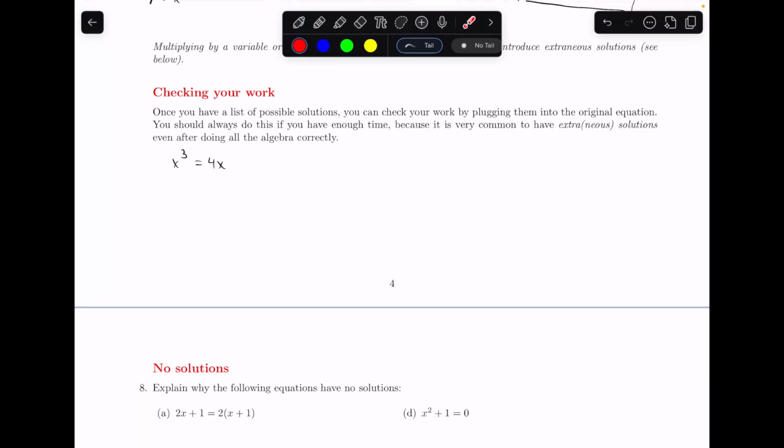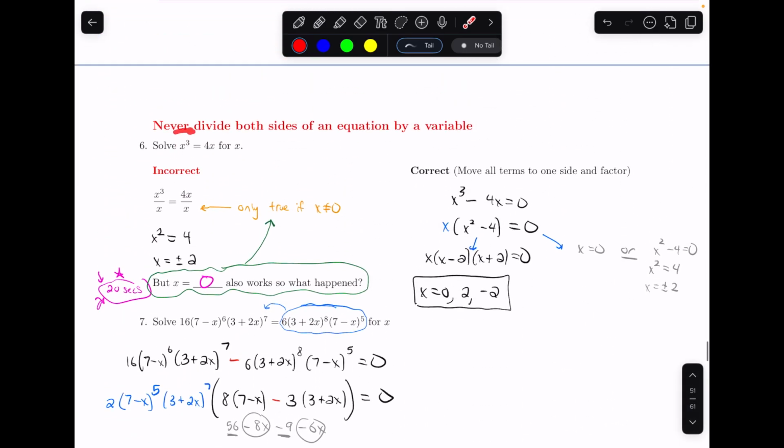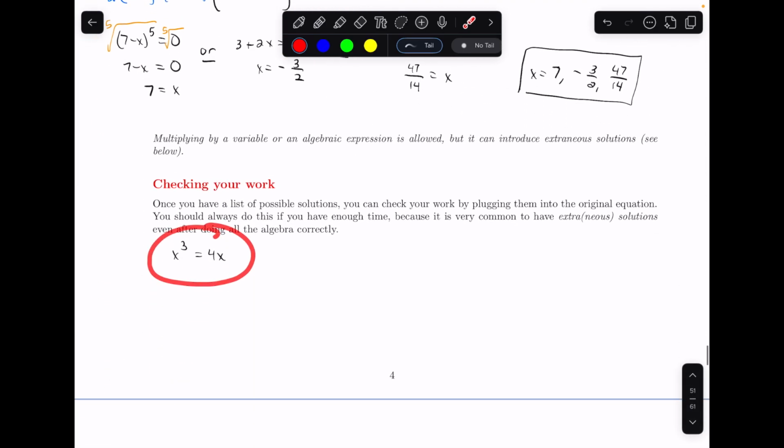In this video, we're going to talk about checking your work when solving an equation, and also situations when there are no solutions. So when you solve an equation like x cubed equals 4x, like we saw in the last video, it's good practice to check your work at the end by taking all the answers you get and plugging them back into the original equation to see if they work or not.